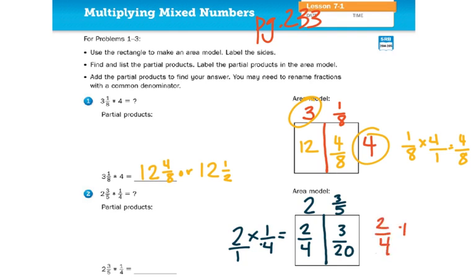We're going to add 2/4 plus 3/20, but I'm going to change fourths to 20ths so they have the same denominator. 4 times 5 is 20. So I take 2 times 5, which is 10. Now I can take 10/20 plus 3/20 to get 13/20. So we just have a lot of steps. We know how to find common denominators. We know how to multiply fractions. And now we're just combining those two skills together.